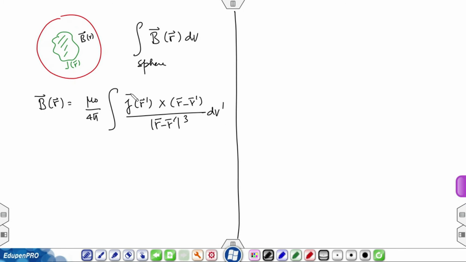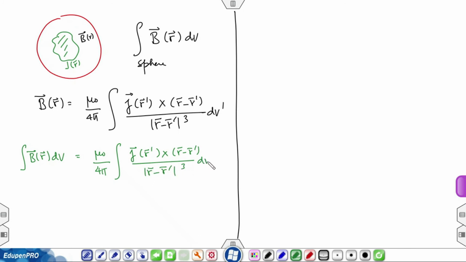J is a vector. So, when I want to calculate this integral of B(r) dV, this is going to be mu 0 over 4 pi integration J(r prime) cross (r minus r prime) over |r minus r prime| cubed dV prime, and then I am integrating it over dV also. That is the answer.